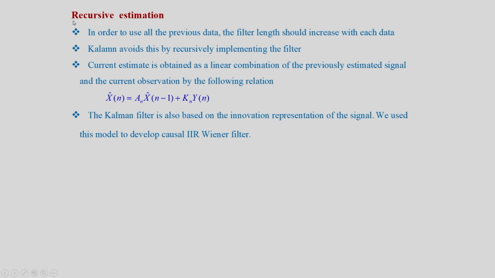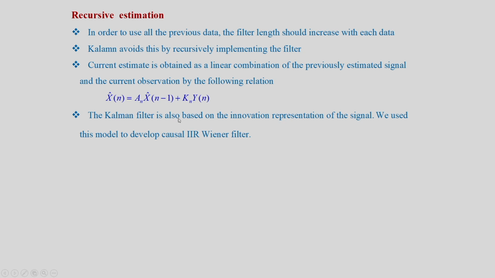So, such a filter is based on recursive estimation. In order to use the previous data, the filter length should increase with each data. Kalman avoids this by recursively implementing the filter. So, the filter is recursively implemented. Current estimate is obtained as a linear combination of the previously estimated signal and the current observation by the following relationship. We will see how this relationship is obtained. x hat n is equal to a n times x hat n minus 1 plus k n times y n.